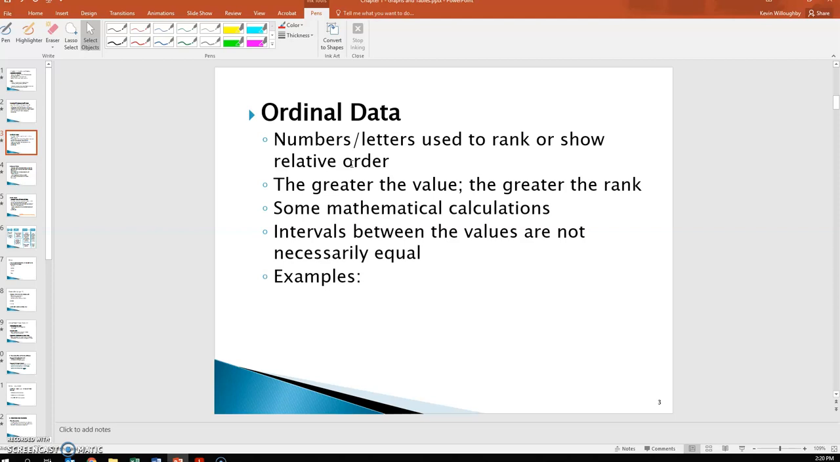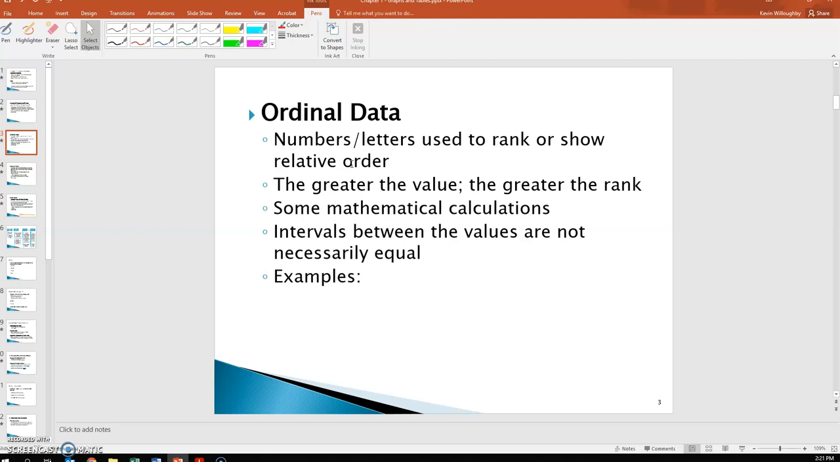satisfaction surveys or Likert scales, things that you have done when you have completed course feedback. Do you agree with the quality of the food in this restaurant? You can go from very satisfied, satisfied, neutral, unsatisfied to very unsatisfied. There's a scale, and the scale is in order.